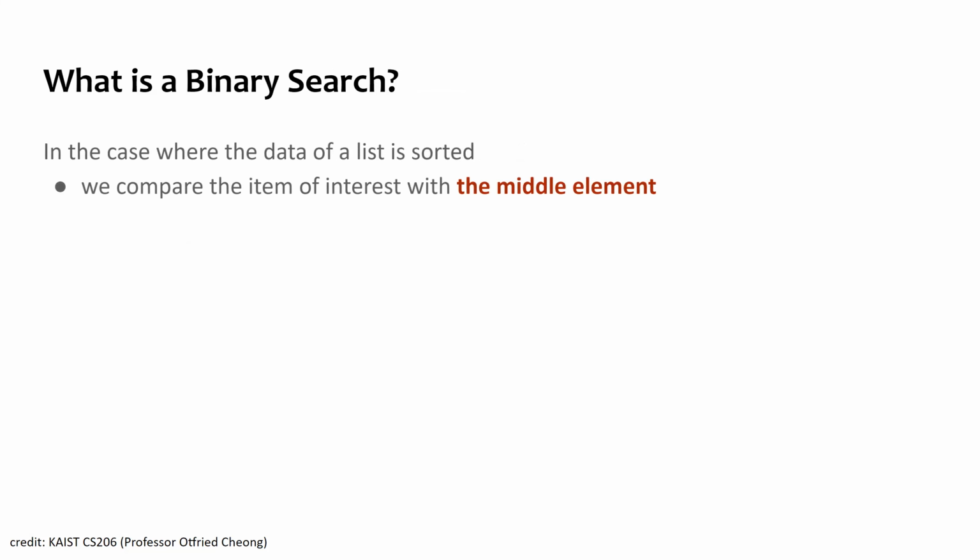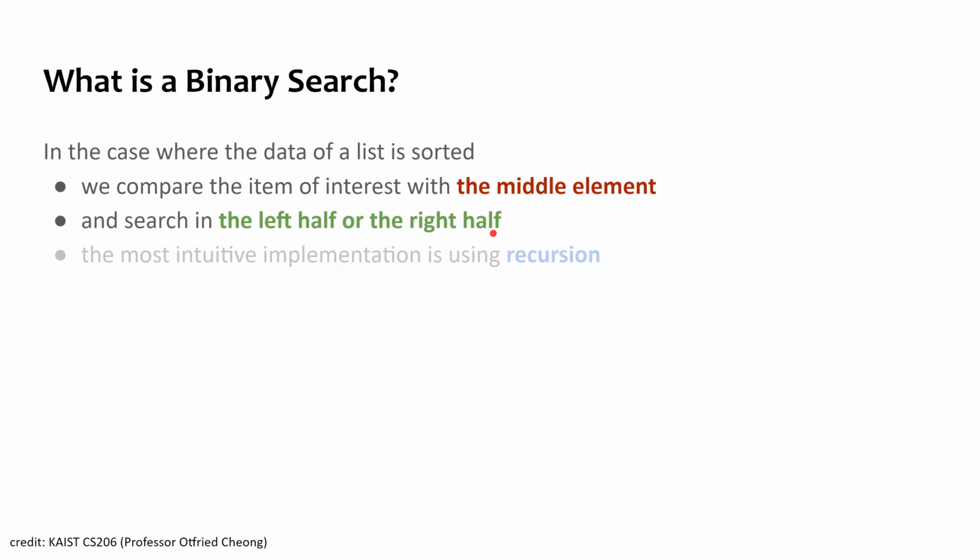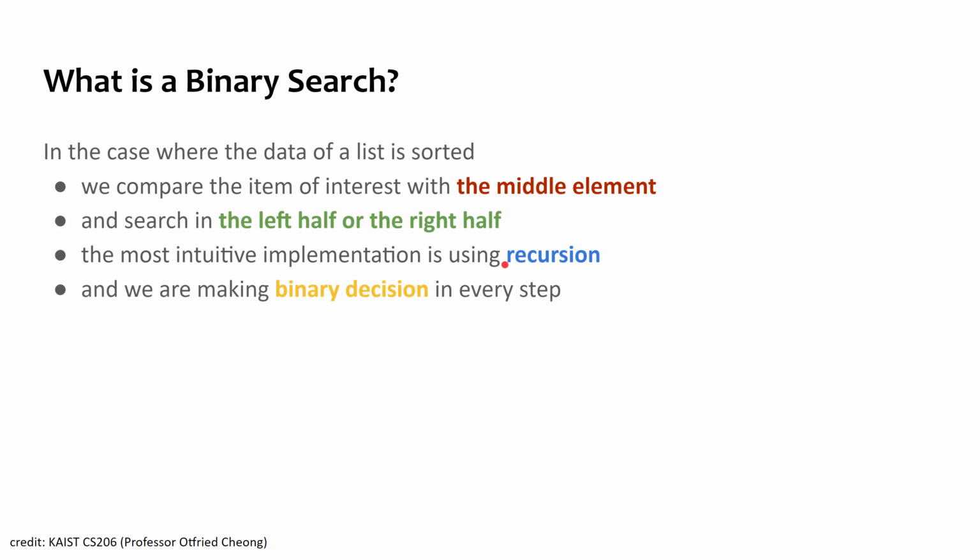So in the case where the data of a list is sorted, we compare the item of interest with the middle element, and search in the left half if the middle item is larger than the item of interest, or the right half. And we do this again and again. The most intuitive implementation of binary search is using recursion. And we are making a binary decision in every step. So we just look at the middle element. And if the item of interest is larger than this middle element, we go to the right half. Otherwise, we go to the left half. So we are making a binary decision in every step.